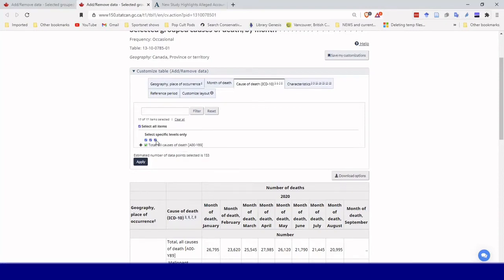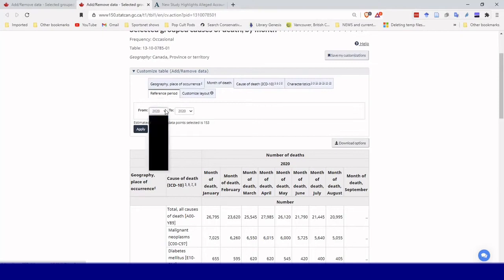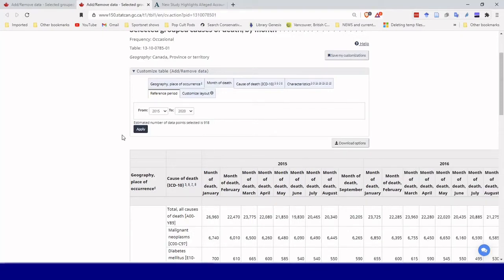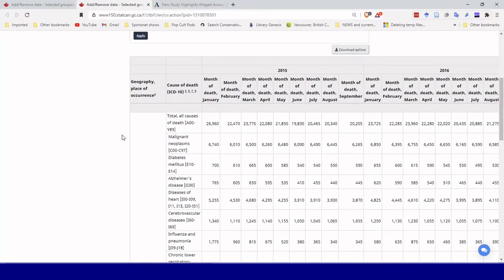There's something I'll have to say about this in a minute. All causes of death: 17 of a potential 17 items here have been selected, so apply that. And you can see this is for 2020, so I went to reference period and I went to 2015 to 2020 and applied that. All right, coming up. Okay, so there's the table that I worked with.